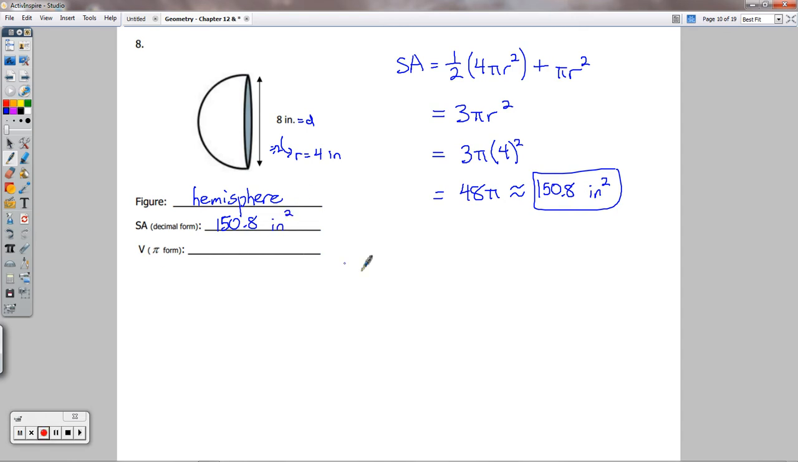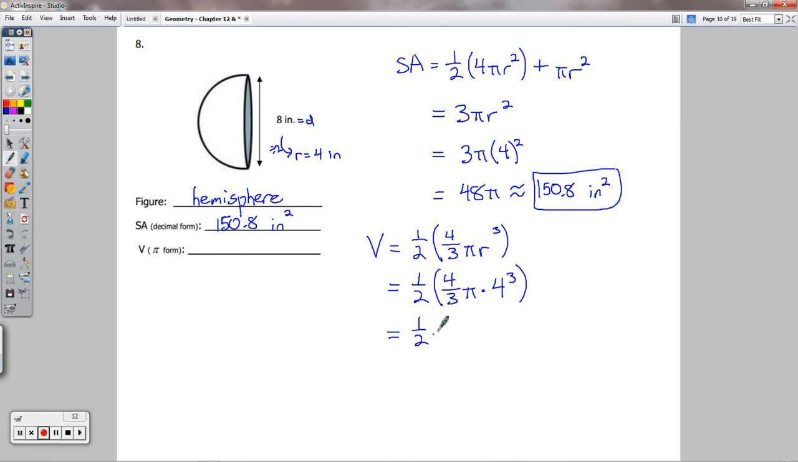And then the volume in pi form now. Well, the volume doesn't depend on more of the surface showing. That's just going to be half of a sphere. So you're going to have half of what you normally have. Half of 4/3 pi r cubed. So you have 1/2 times 4/3 times pi times 4 cubed. This says pi form, so we got to get this in exact form here.